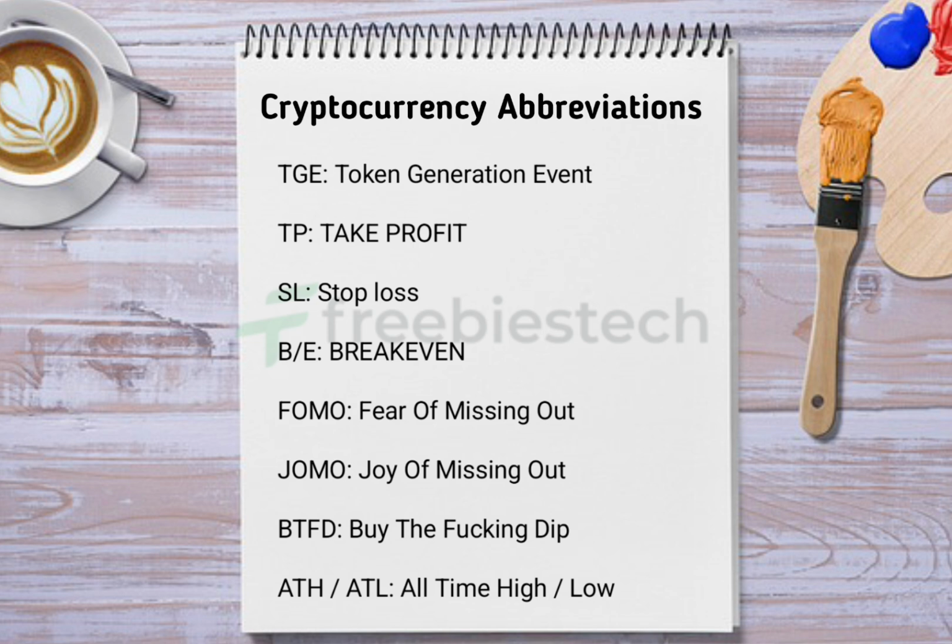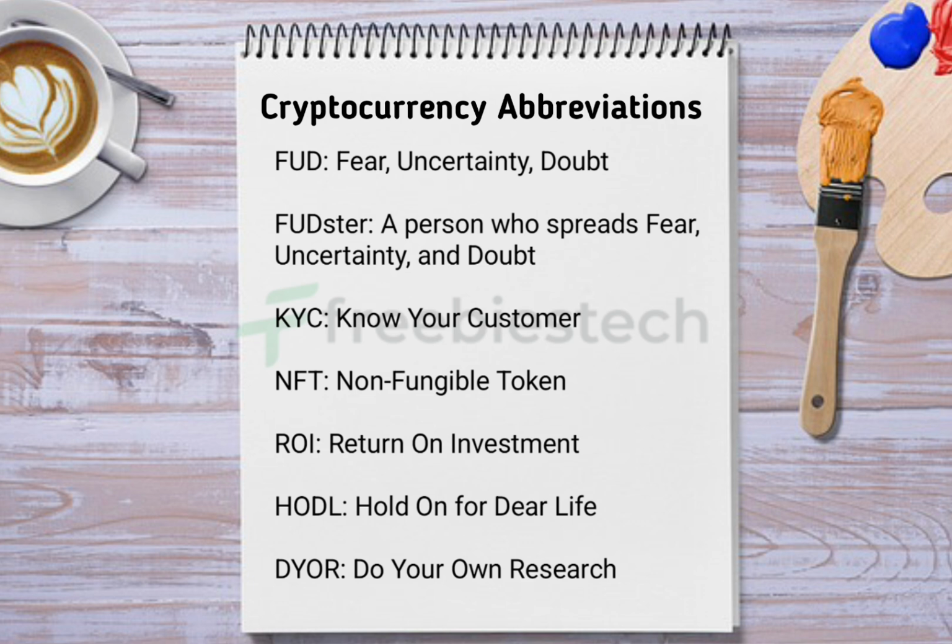BTFD, Buy the Fucking Dip. ATL, All-Time Low. FUD, Fear, Uncertainty, Doubt. FUDster, a person who spreads fear, uncertainty, and doubt. KYC, Know Your Customer. NFT, Non-Fungible Token. ROI, Return on Investment. HODL, Hold On for Dear Life.